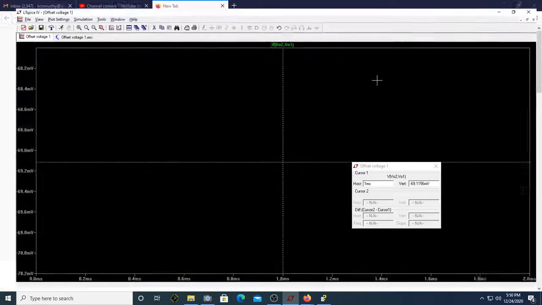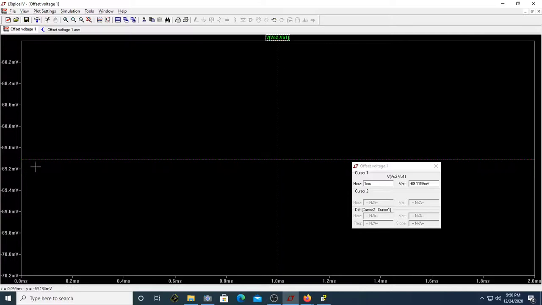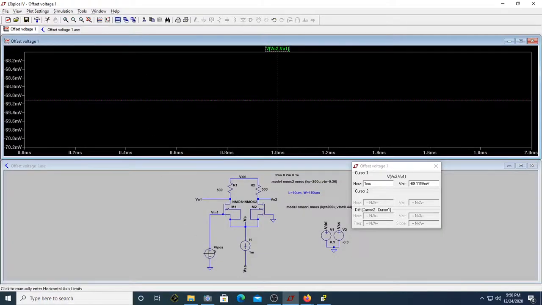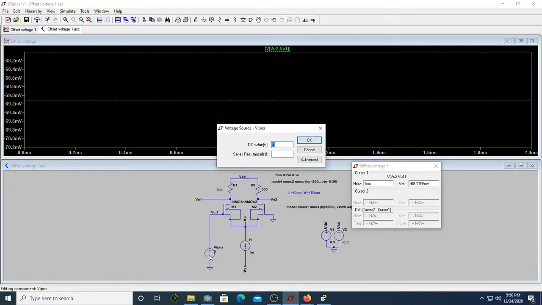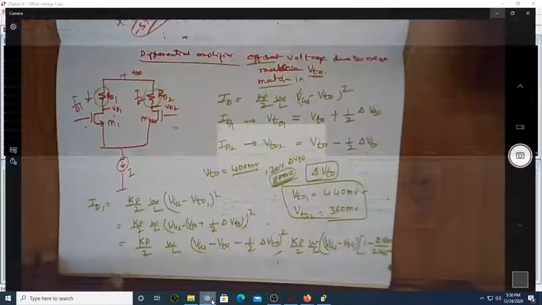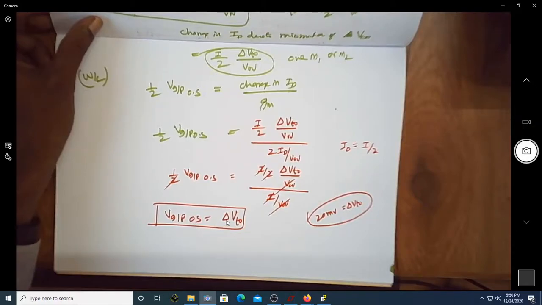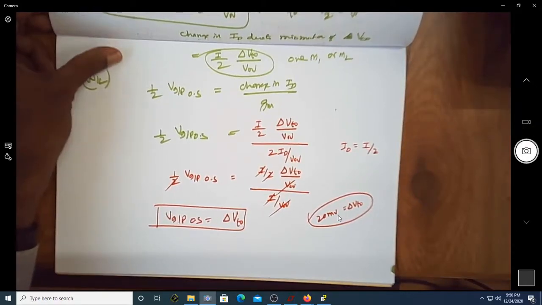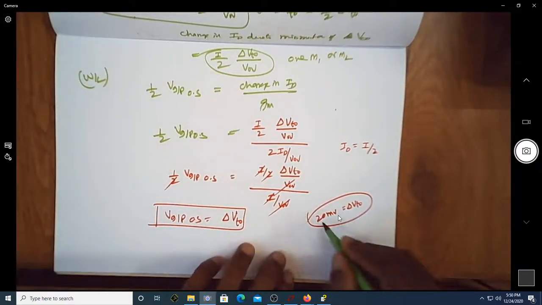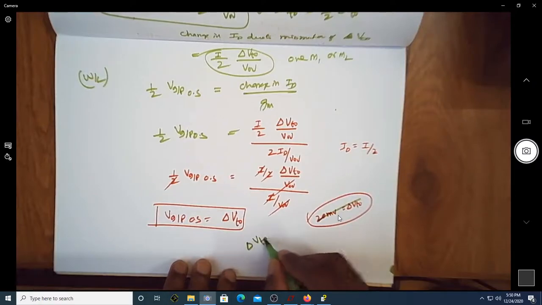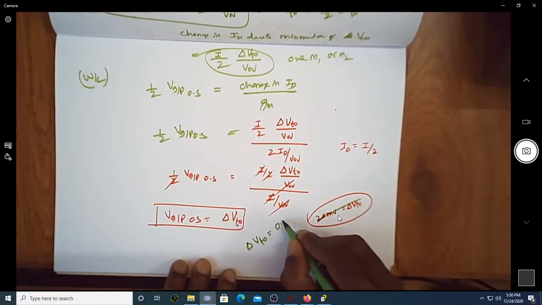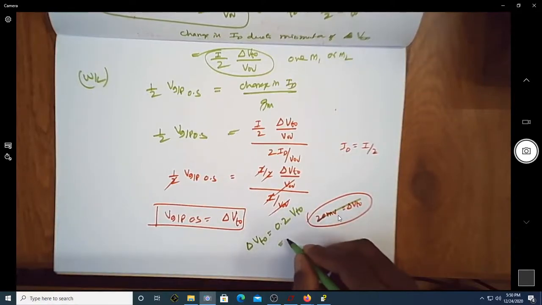Since the output offset voltage is minus 69 millivolts, I may have to apply a voltage in the positive direction, which is exactly equal to ΔVTO. So how much is ΔVTO? ΔVTO is actually 80 millivolt. Since the offset voltage is negative there, I need to apply a positive offset voltage. The input offset voltage that should be applied is equal to ΔVTO. In this case, ΔVTO is actually 0.2 times VTO, which is nothing but 80 millivolt.